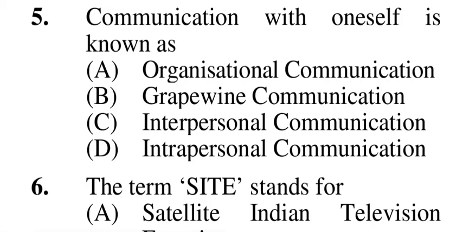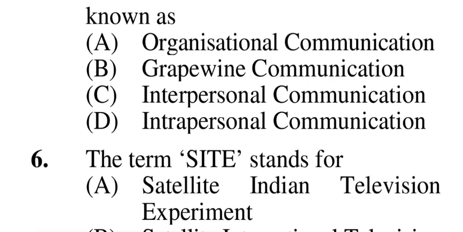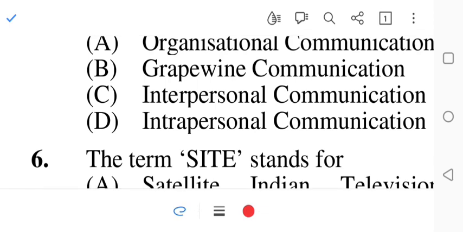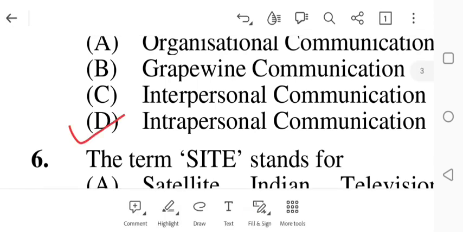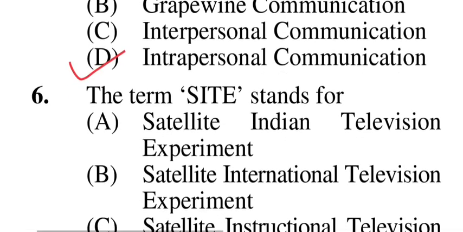Number 5: communication with oneself is known as what? Organizational communication, grapevine communication, interpersonal communication, intrapersonal communication. The correct answer is intrapersonal communication. If you communicate with yourself, it is intrapersonal communication.